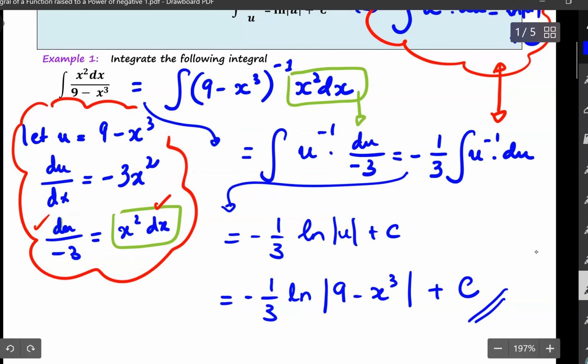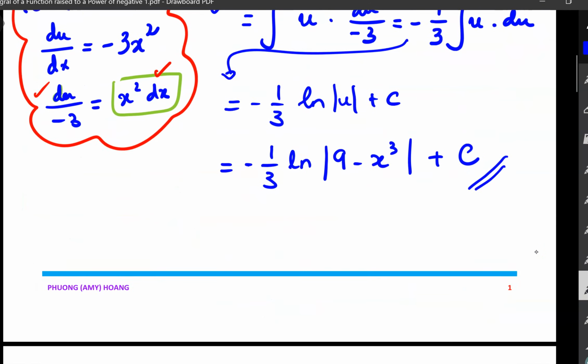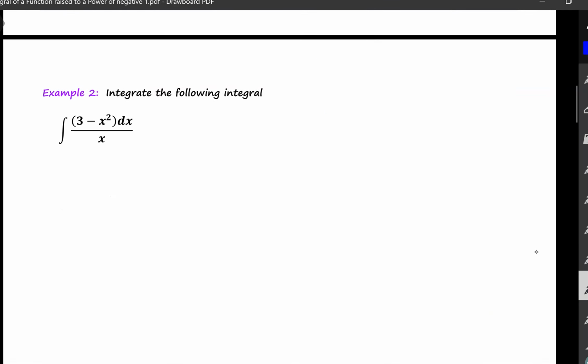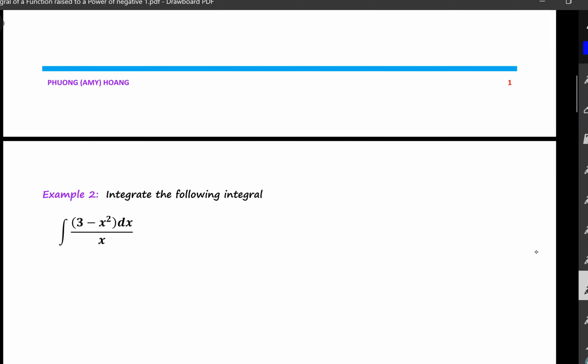Alright, okay. So let's continue with the next example. For this example right here, I would like you to pause a little bit and analyze. Take a look at the above one.